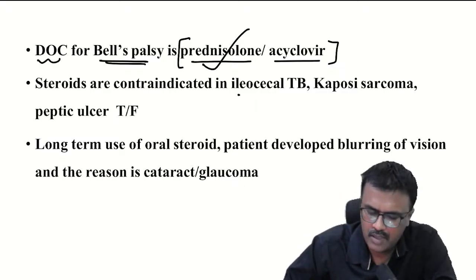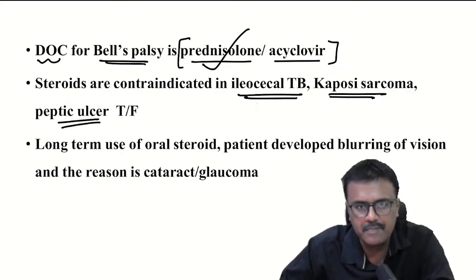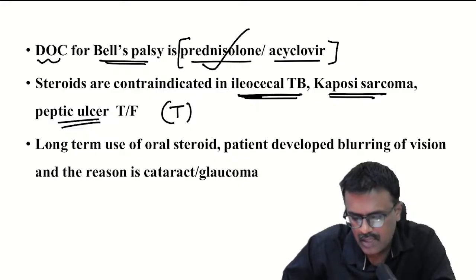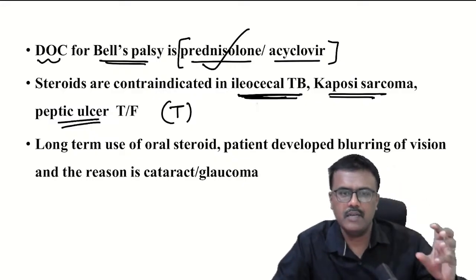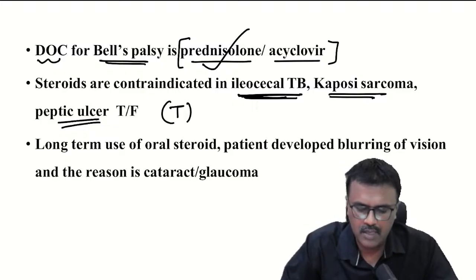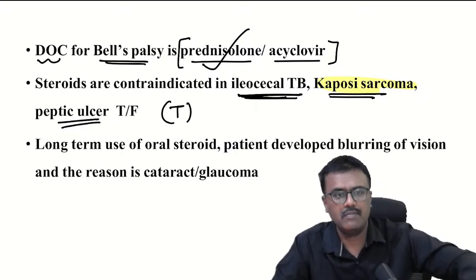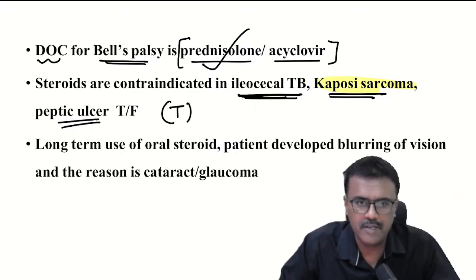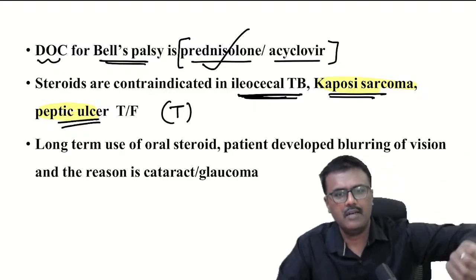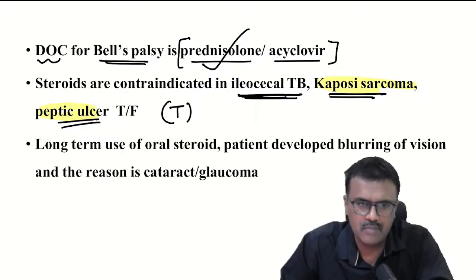Steroids are contraindicated in ileocecal TB, Kaposi sarcoma, peptic ulcer. True or false? True. Because if I give steroids in ileocecal TB, the intestine may perforate. Kaposi sarcoma is a cancer seen in HIV. Already HIV immunity is down. Steroids will also down the immunity. Peptic ulcer, because steroids decrease prostaglandin. Less prostaglandin means more gastritis, more peptic ulcer.